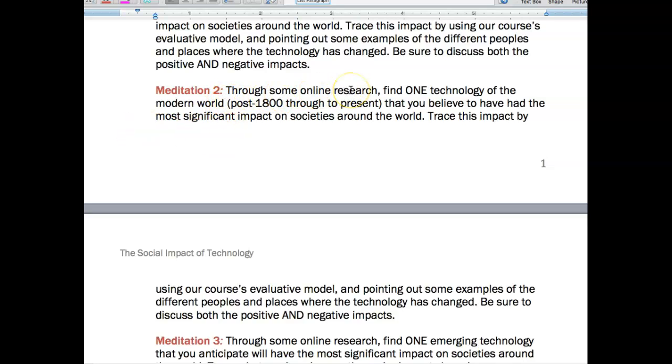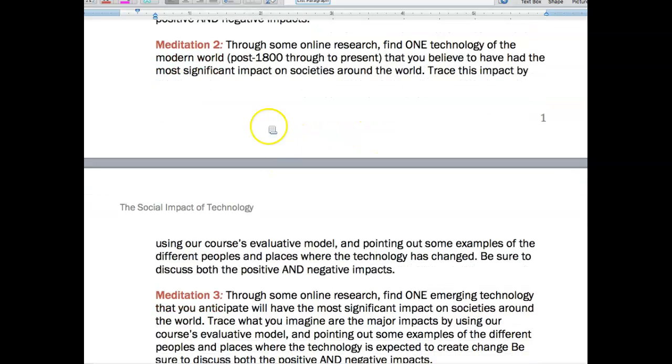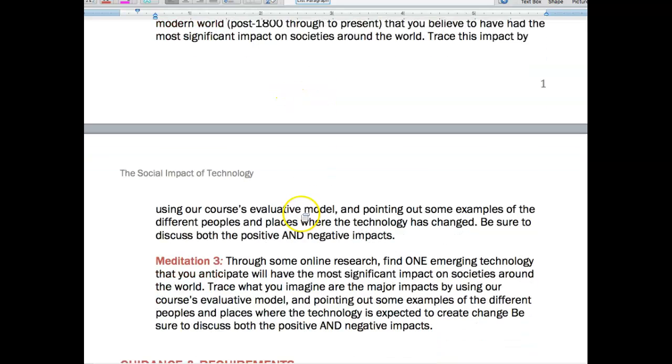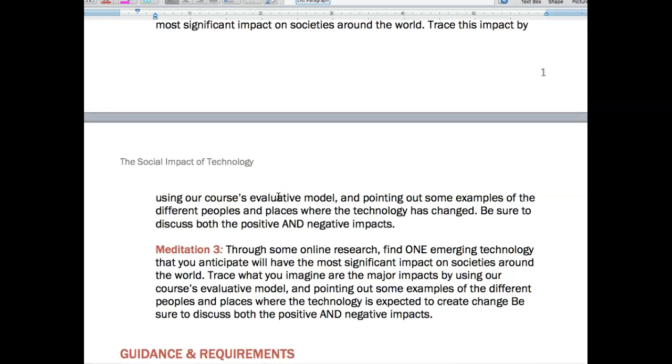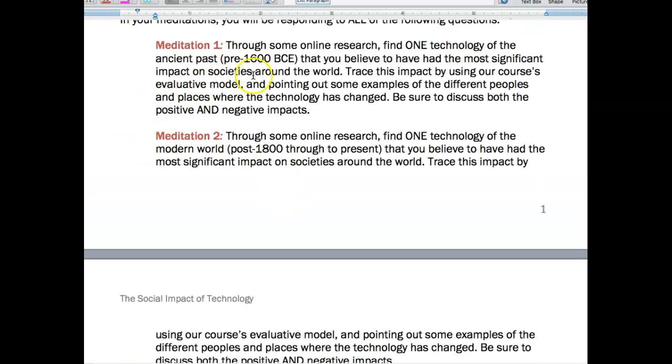Meditation 2, of course, is in a similar vein. You're going to be doing some light research again, finding one technology of the modern world. That just means it's after the year 1800, through to the present, that you believe to have had a significant impact on societies around the world. And you're going to be tracing this impact too, using our evaluative model and pointing out the different peoples and places where this technology has changed. And again, you're going to be discussing both the positive and negative impacts. So you can see where this is going. You've got ancient history before 1600.